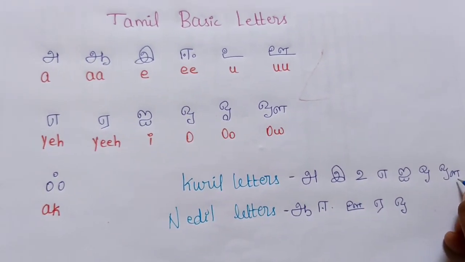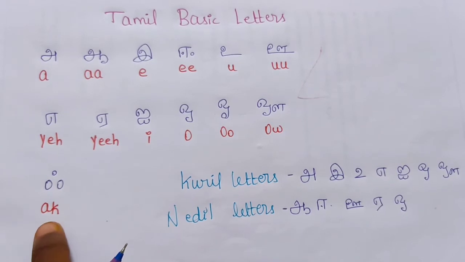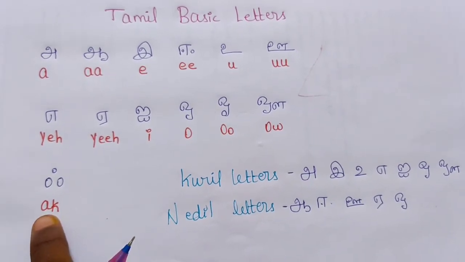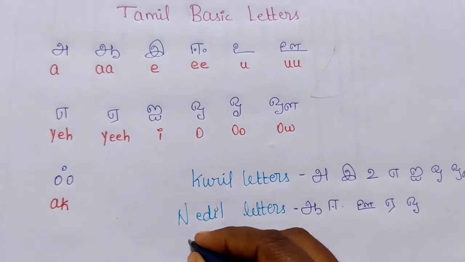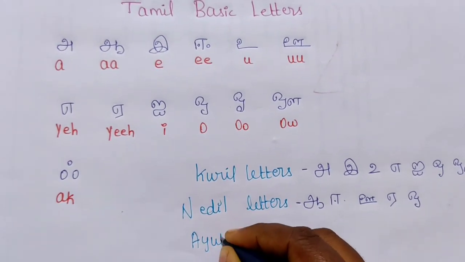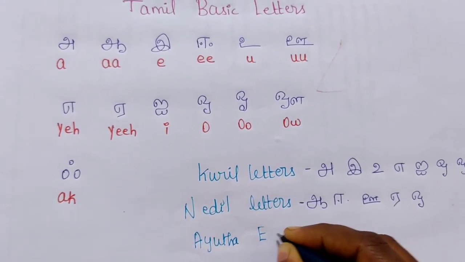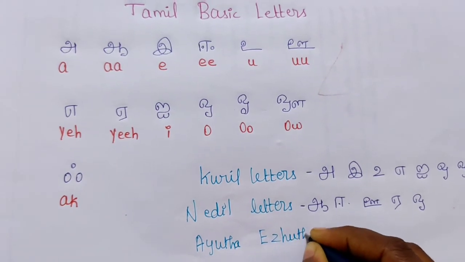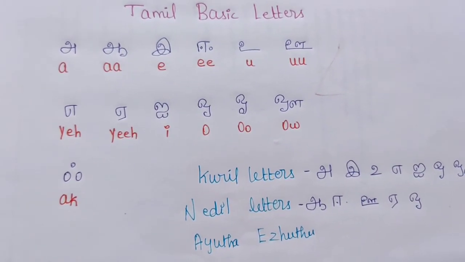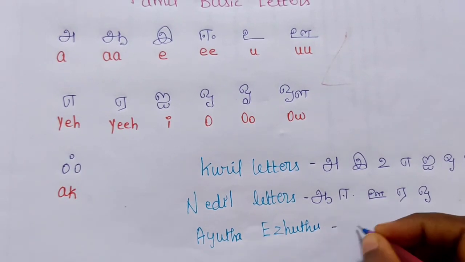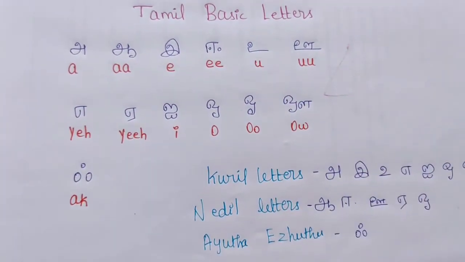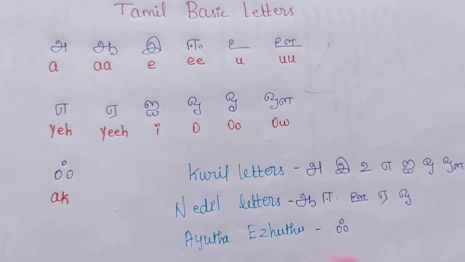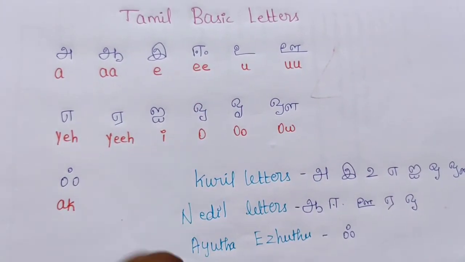See, the last one is called as Aytha Ezhuthu. We can write it as Aytha Ezhuthu. In this category, there is only one letter we are going to learn as Aytha Ezhuthu. See, these are the basic 13 letters and these are the categories of the basic 13 letters.